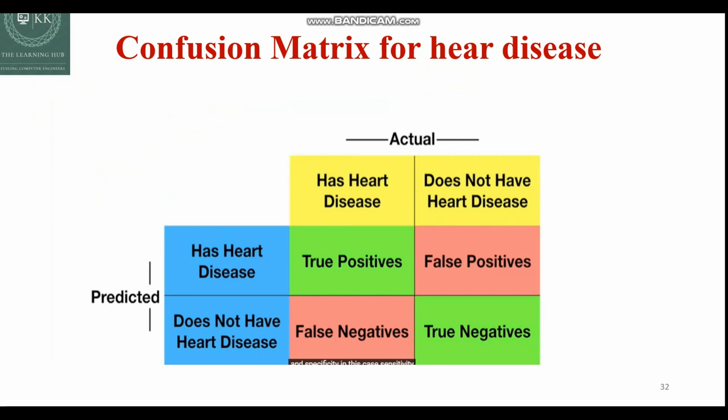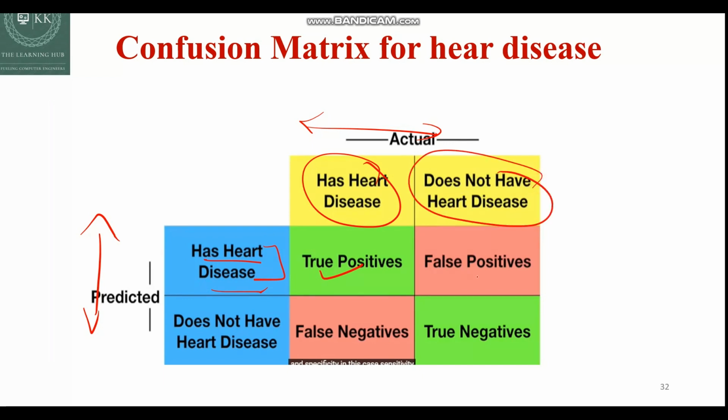So here we are considering a confusion matrix for heart disease. Here we have the actual values, and in this direction we have the predicted values. If the patient has heart disease and it is detected as heart disease, that is a true positive. If the patient has heart disease but it has not been detected, that is a false negative.